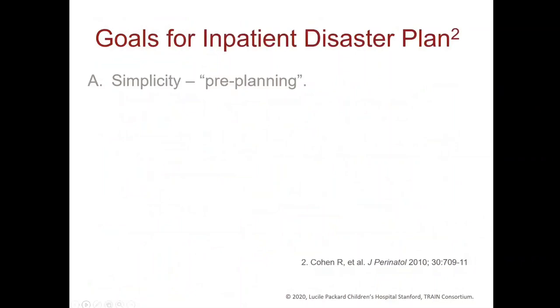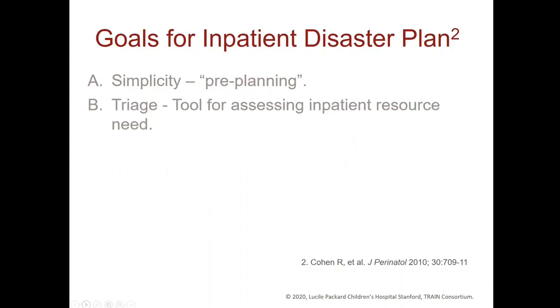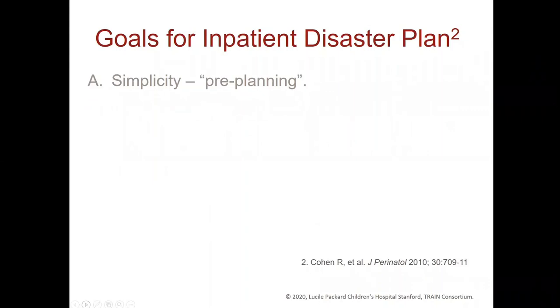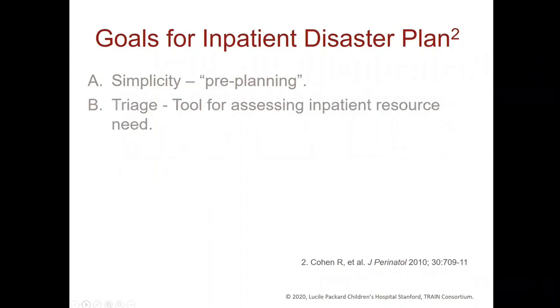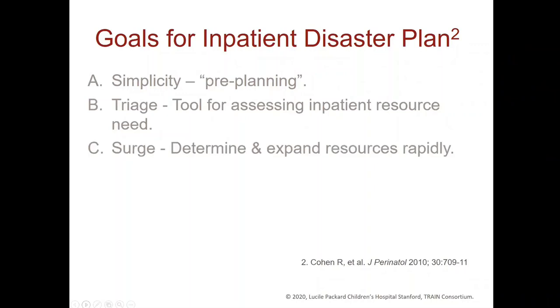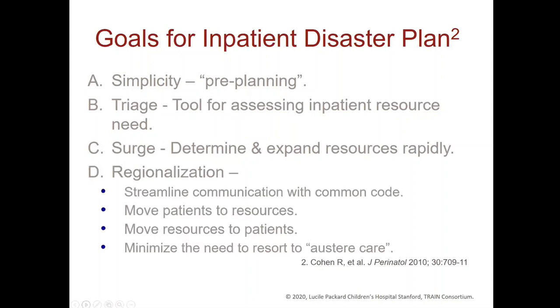So the goals for an inpatient disaster plan, number one, it has to be simple, and it should be part of pre-planning. You can't really do just-in-time training while your building's on fire. Next. We need a triage for assessing inpatient resource needs, because moving patients is all down to resources. Next. Surge, we're going to need to work on ways to rapidly expand resource availability in the community throughout the region. That's surge. And D, and again, it has to be regionalized. We all have to be talking to each other with a common code. We all have to be working together to move patients to available resources, or potentially to move resources to where the patients are, and thus minimize the need to resort to austere care for small kids.